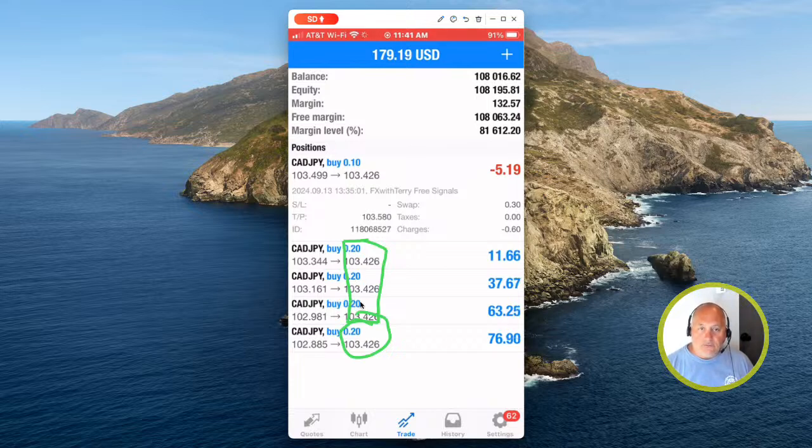So 1, 2, 3, 4, 5, 6. Okay, in this case, $8, so 0.80. You could do that if your account can handle it. Or if you're bidding min lot size 0.01, you could act like this was 0.02, 0.02, 0.02, 0.02. You could go 0.08 on your lot size and enter one trade that covers all four of those. You could absolutely do that.